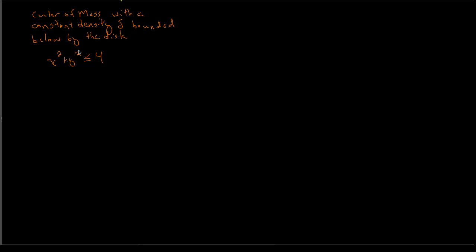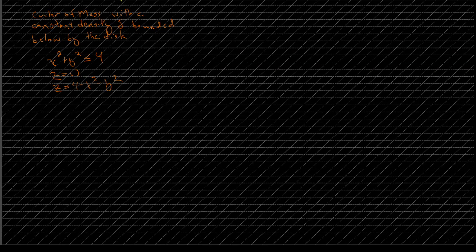So that's a circle of radius 4 about the origin in the xy plane, the z equals 0 plane. And above, z equals 4 minus x squared minus y squared. So let's draw our friend here.